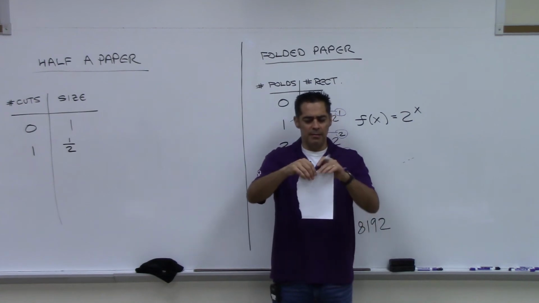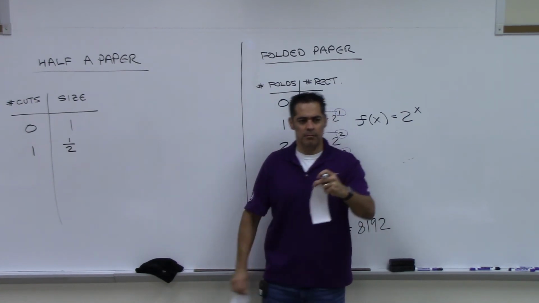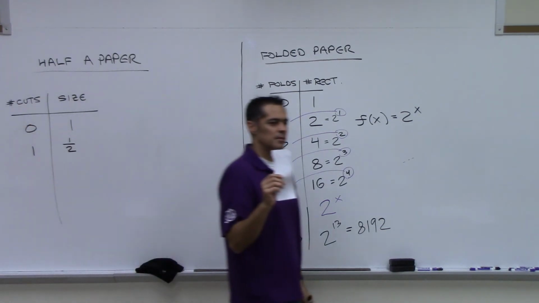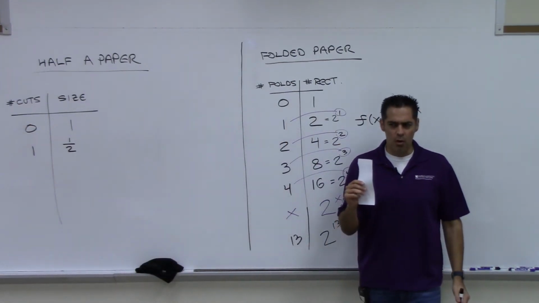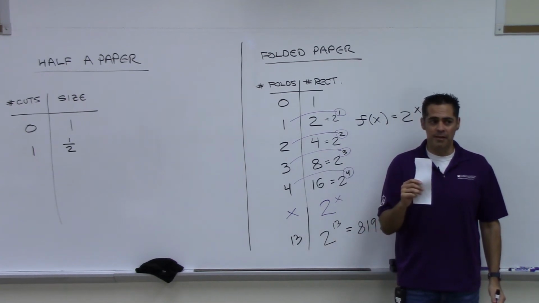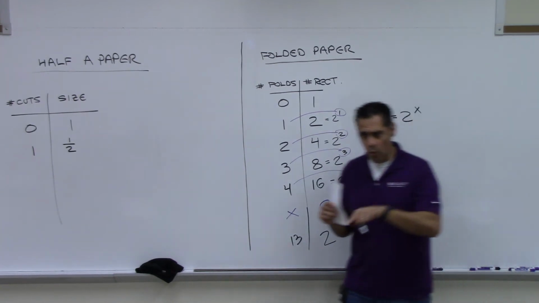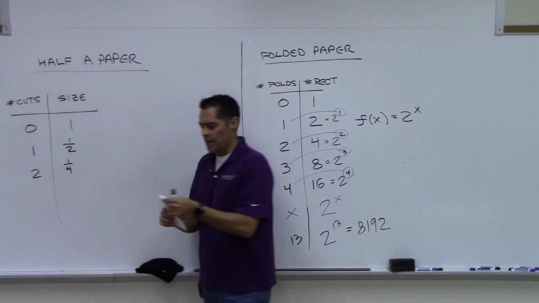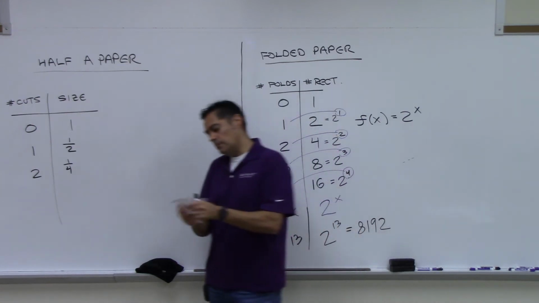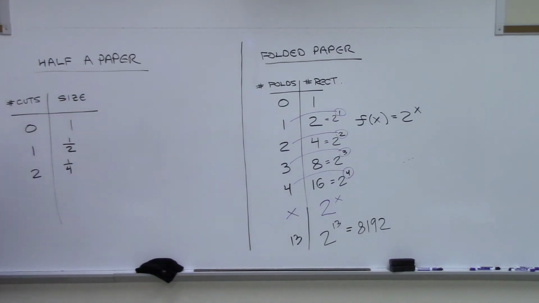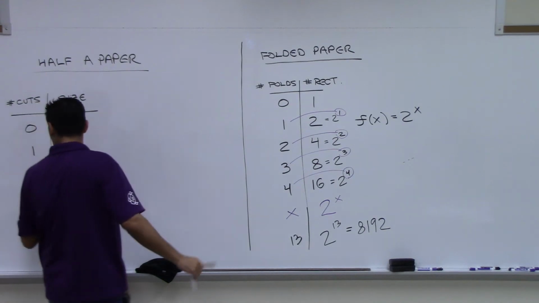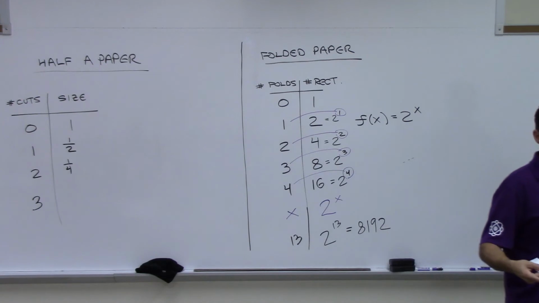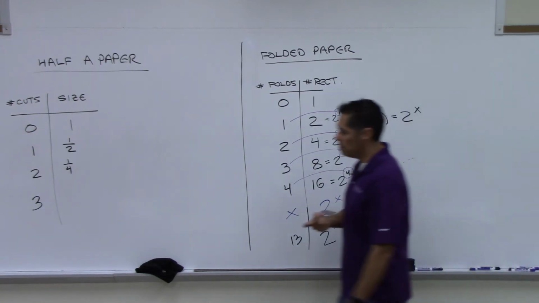Now I'm going to do that again. How much is here? How wide is this now? It's a quarter. It's half of a half, right? If you take half of half, you get 1/4. So 2 cuts, 1/4. Do it again. Three cuts. You do half of a fourth, right? Half of a fourth is an eighth.